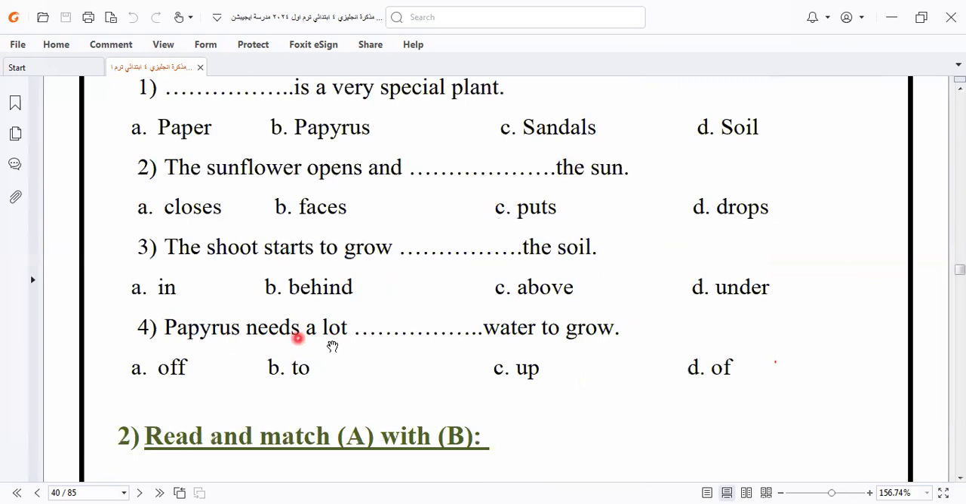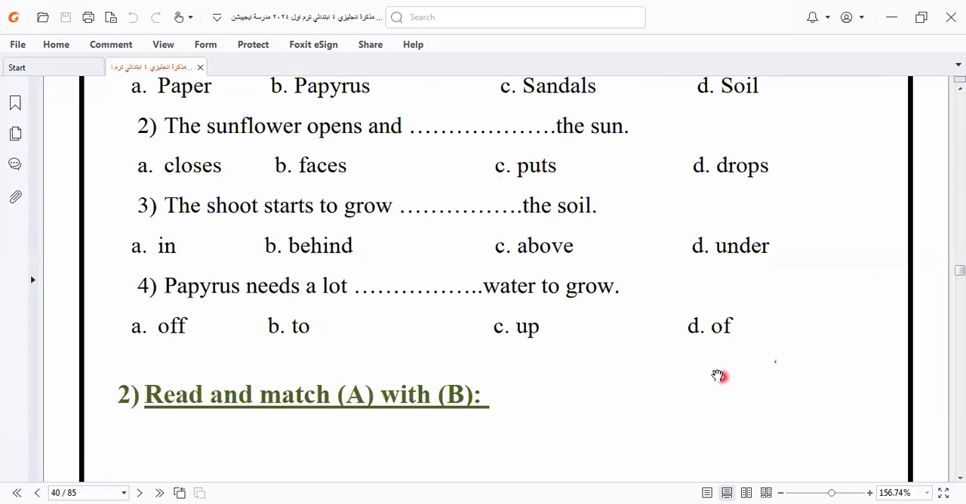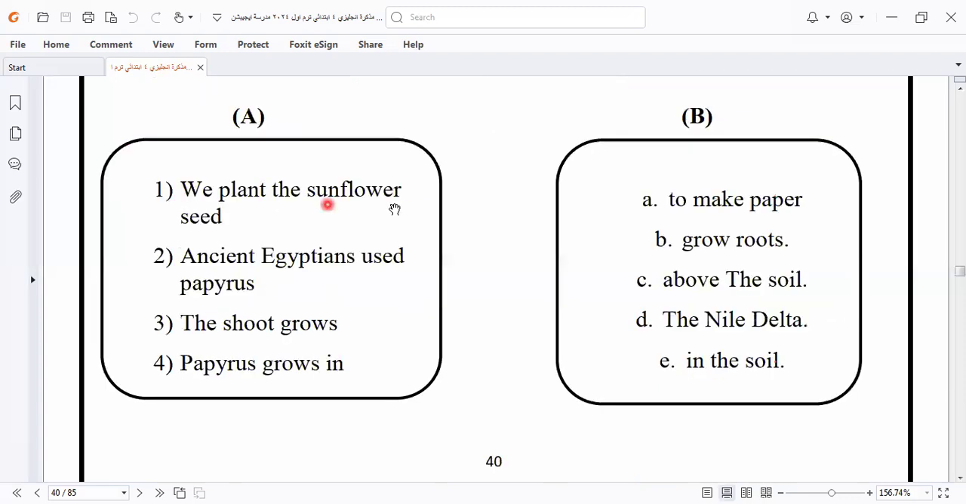Another one, the sunflower needs a lot of space and water to grow. A lot of. Okay? We plant the sunflower seed in the soil. So I select this one by this one. Ancient Egyptians used papyrus to make paper. So this one by this one. The shoot grows above the soil, above the soil.